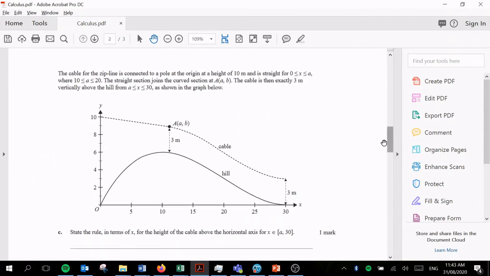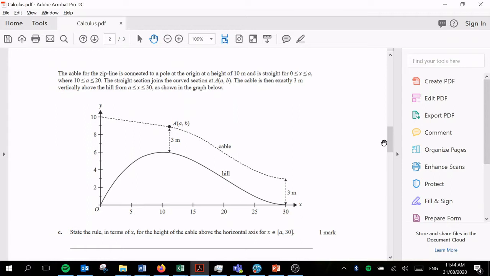Okay. So let's take a look at the next question, part C. So in this, we've got a bit of preamble. We've got a cable for a zip line, and it's being connected to a point at the origin at a height of 10 meters, so at y equals 10, and it's straight between 0 and A. And A is some point that's between 10 and 20. We don't know exactly where.